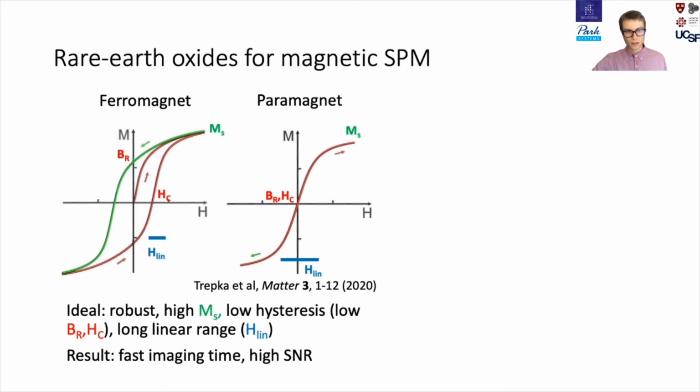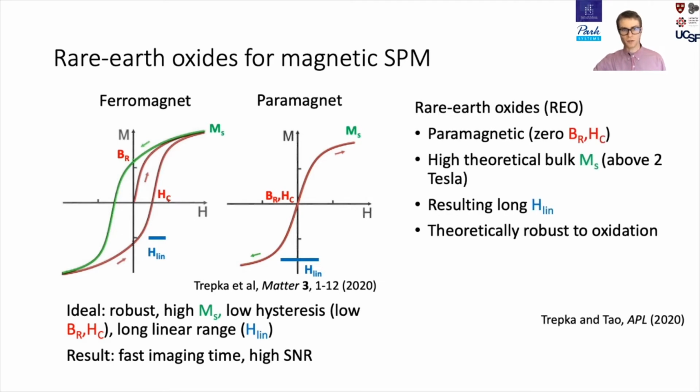For ferromagnetism and paramagnetism, I've displayed graphs of magnetization versus the applied field for two representative samples. An ideal material for a magnetic scanning probe application is robust to fabrication. It has a high magnetization or magnetic saturation, MS. It has a low hysteresis, meaning a low remnant magnetization and coercive field. And it has a long linear range, or H-lin. The result of the combination of these conditions is a fast imaging time and a high signal to noise ratio.